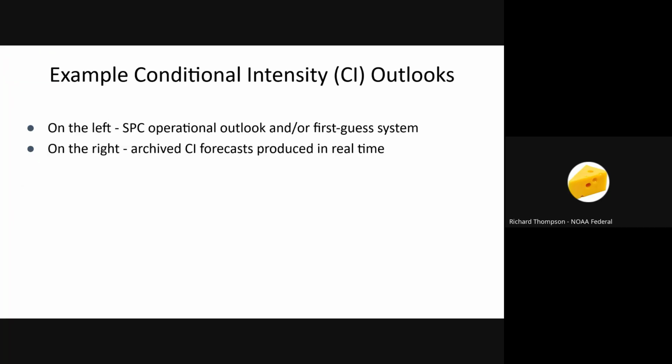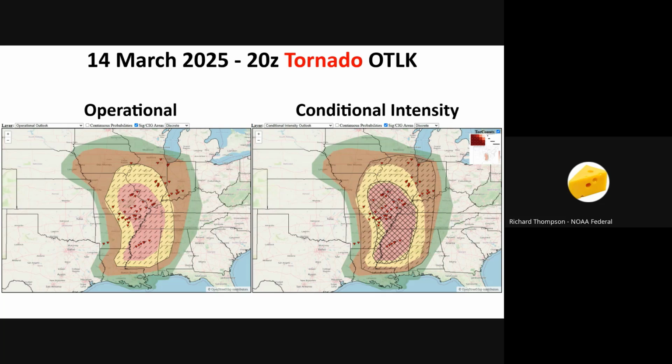All right, so I'm going to show some examples of these. There's only 3 of them. It'll be the operational outlook on the left, and on the right we'll have the archived conditional intensity forecast that was produced in real time for these events. So here's the one from Friday where we had a moderate risk. It was a 15% hatched tornado, and you can see there were a lot of tornadoes, especially in Arkansas and Missouri.